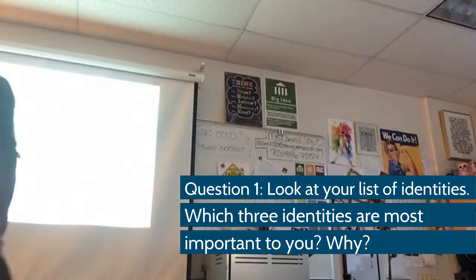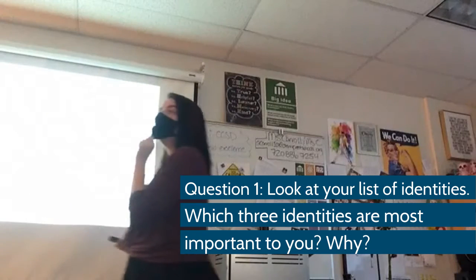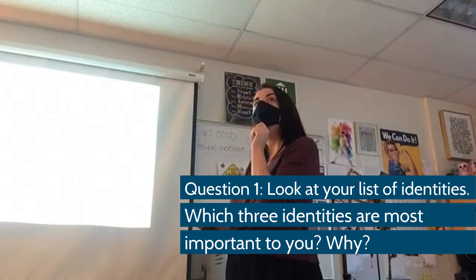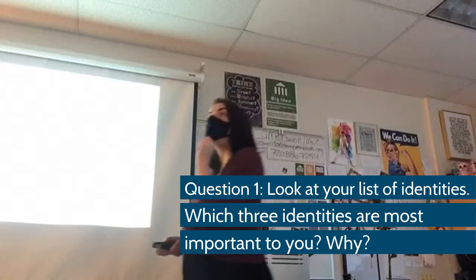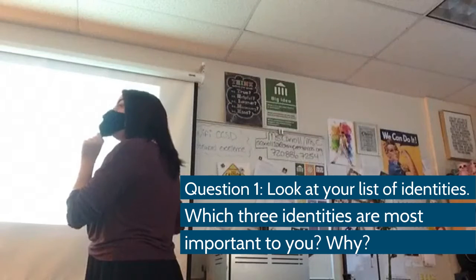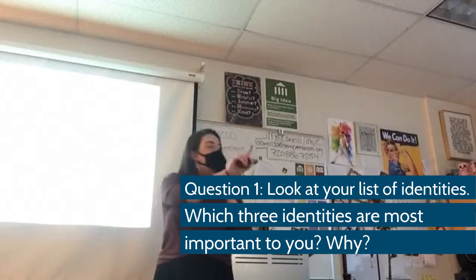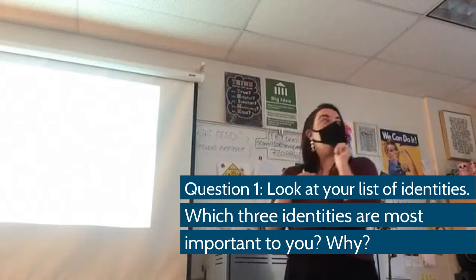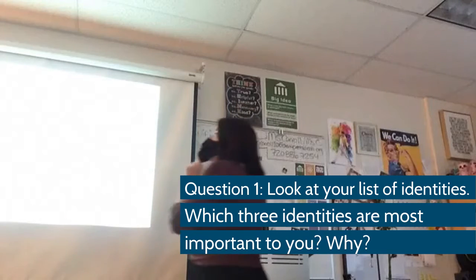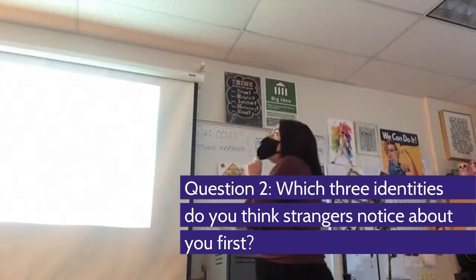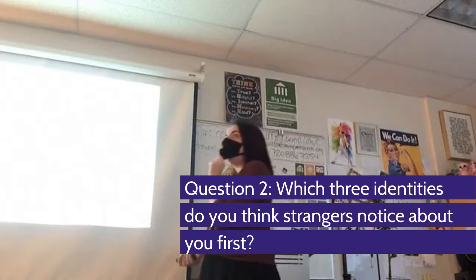Which one of you wants to go? Thank you, Landon. I choose my ethnicity, my interests, and my values. Your values. Mine's religion, values, and hobbies. Good. So all of us have one thing in common. I would say values is definitely the one that I also hold on to very much as well. Values is definitely very important. What three identities do you think strangers notice about you first?